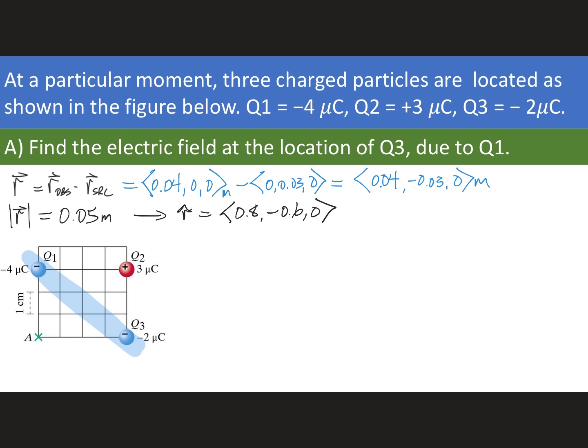All right. So now that we have that piece of information, we can compute the electric field, which is going to be K times Q, which is going to be Q1 in this case, over the square of the magnitude of that distance, and we would have that unit vector in it. So we're looking at a magnitude and a direction.